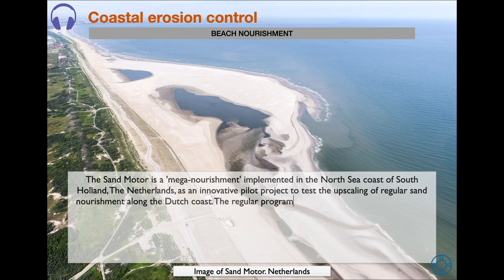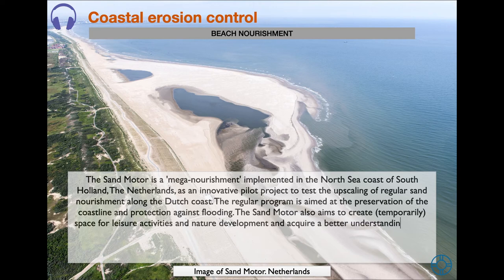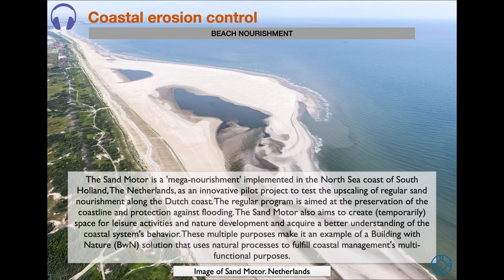The regular program is aimed at the preservation of the coastline and protection against flooding and coastal erosion. The sand motor also aims to create space for leisure activities and nature development and acquire a better understanding of the coastal system's behavior. These multiple purposes make it an example of a building with nature solution that uses natural process to fulfill coastal management's multifunctional purposes.